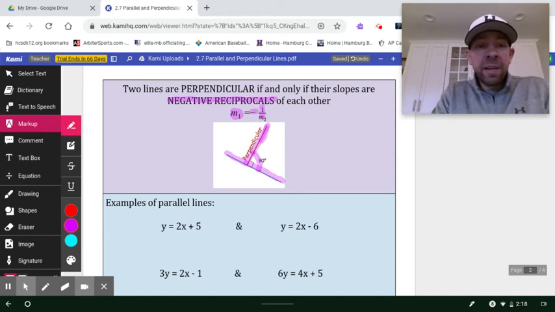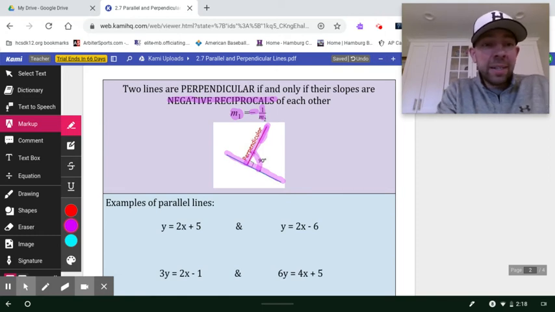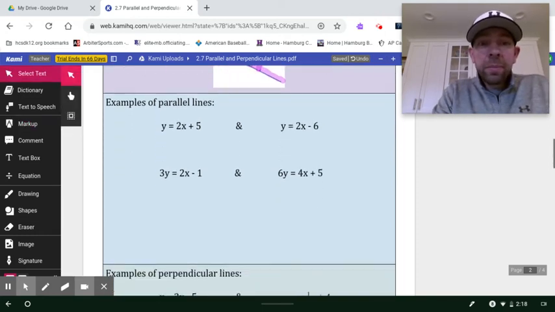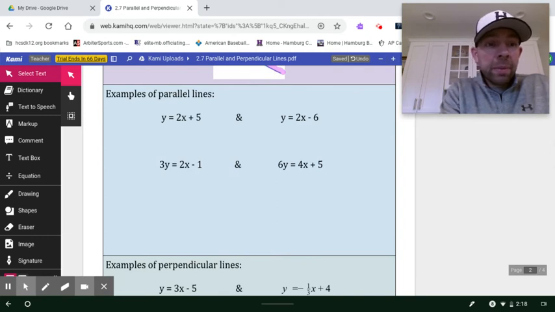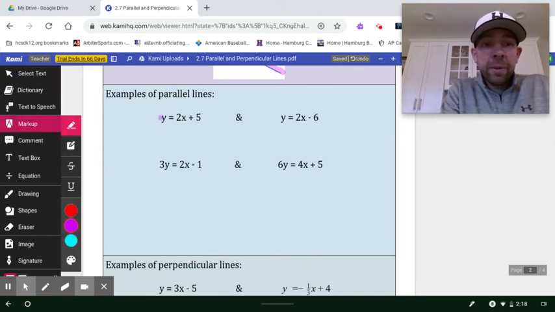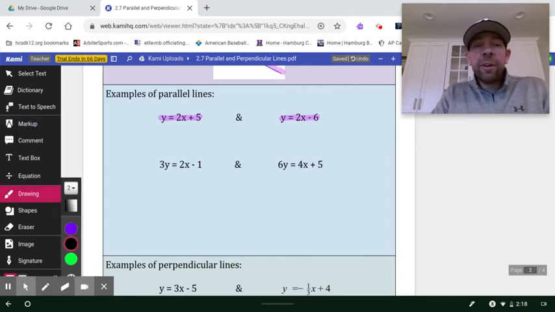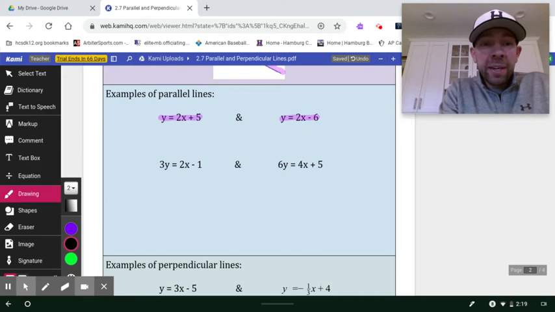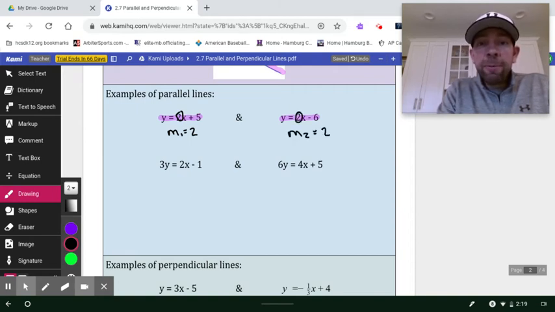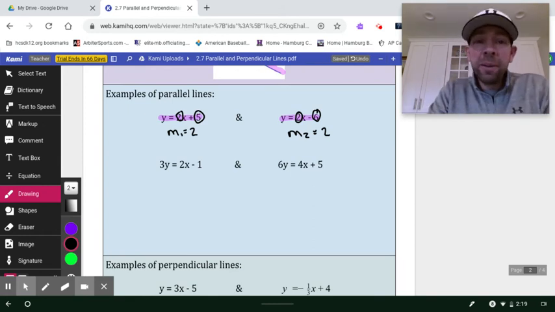So let's look at a few examples of both parallel lines and perpendicular lines. In our first examples here, if we compare this line with this line, the beautiful thing is they're already in slope-intercept form. So we could say the 2 is my slope. So the slope of the first line is 2. And over here, again, we've got a slope of 2. So the slope of the second line is 2. Therefore, they are parallel. The fact that I had a y-intercept of 5 here and negative 6 over here has no bearing or influence on whether they're parallel or not.